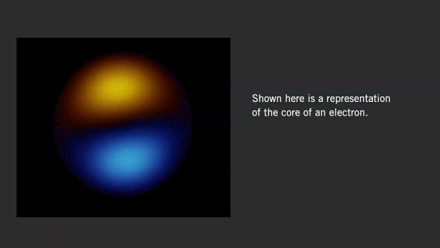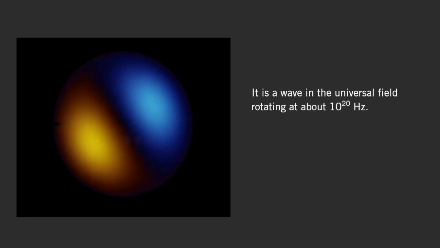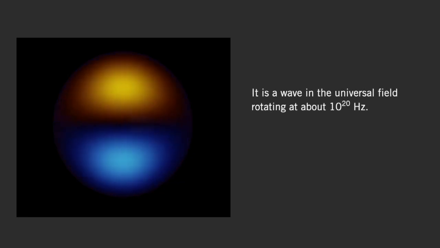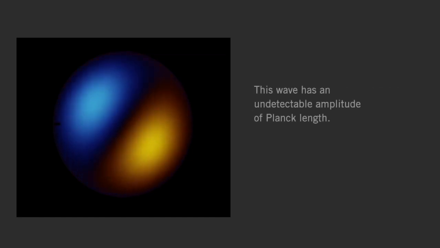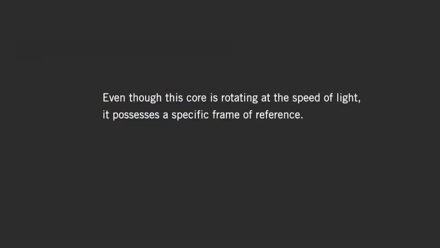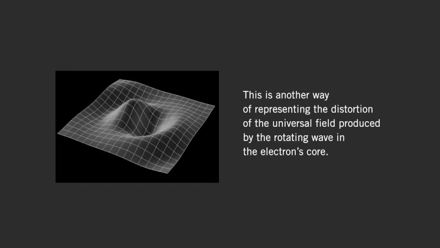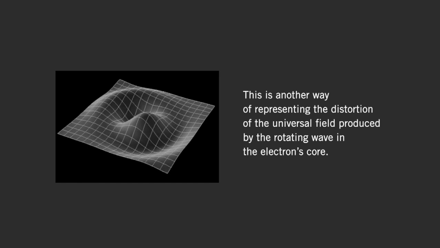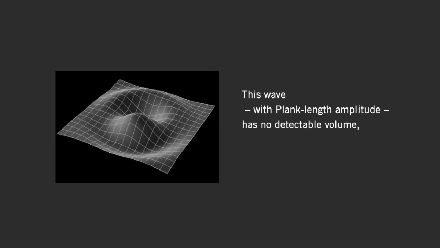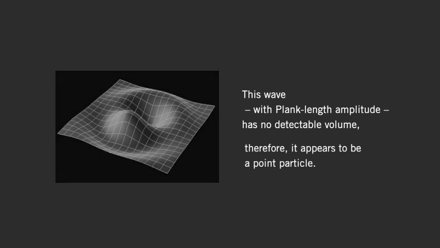Shown here is a representation of the core of an electron. It is a wave in the universal field rotating at about 10 to the 20th hertz. This wave has an undetectable amplitude of Planck length. Even though the core is rotating at the speed of light, it possesses a specific frame of reference. This is another way of representing the distortion of the universal field produced by the rotating wave in the electron's core. This wave, which has Planck length amplitude, has no detectable volume. Therefore, it appears to be a point particle.